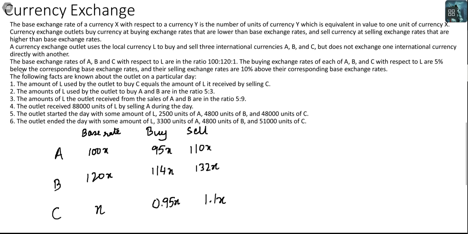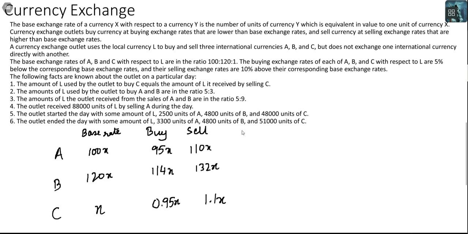Apart from this, what all information is given? The amount of L used by the outlet to buy C equals the amount of L received by selling C. Oh, how do I record this? The amounts of L used by the outlet to buy A and B are in the ratio 5 is to 3. The amounts of L the outlet received from sales of A and B are in the ratio 5 is to 9. The outlet received 88,000 units of L by selling A during the day. The outlet started the day with some amount of L, 2500 units of A.